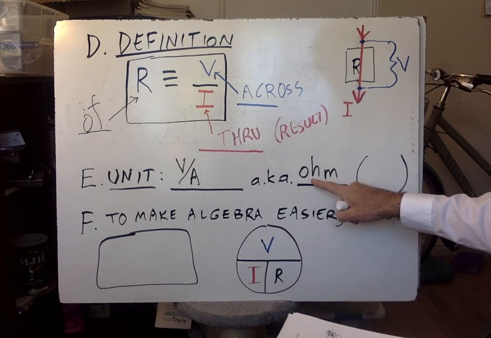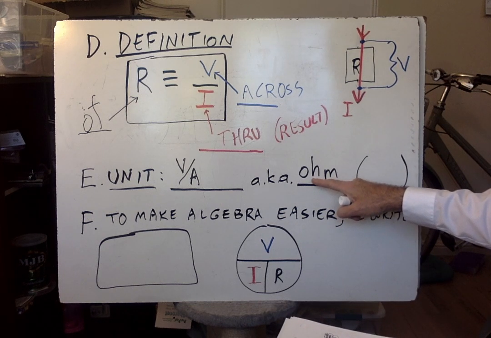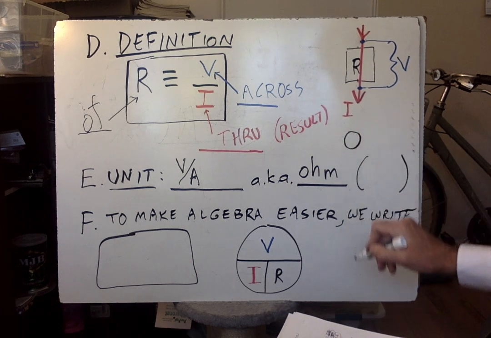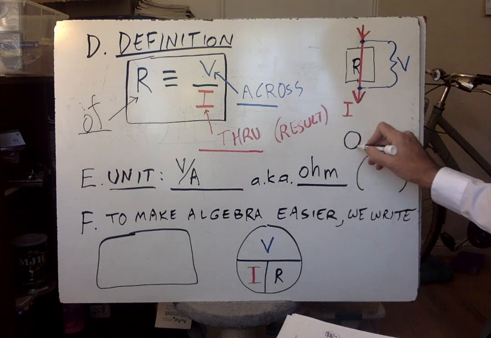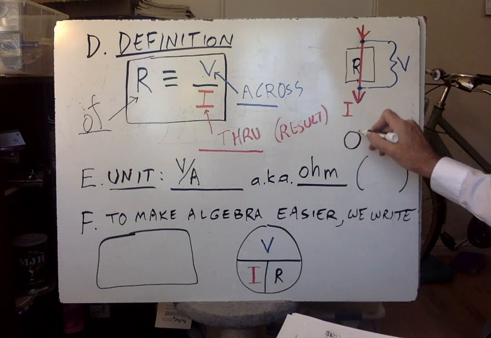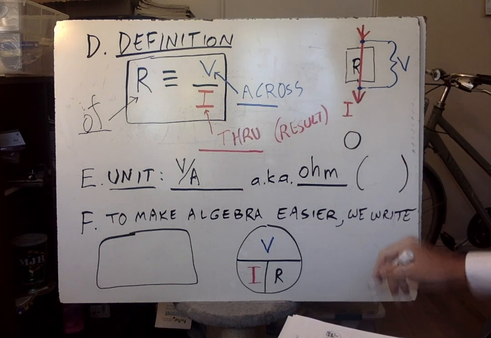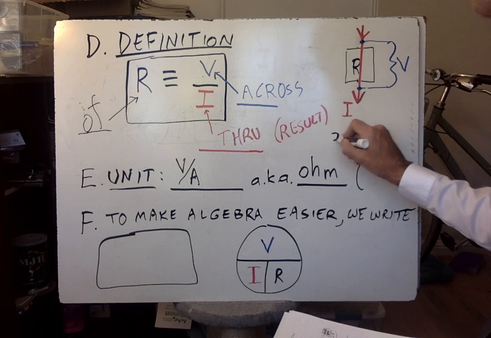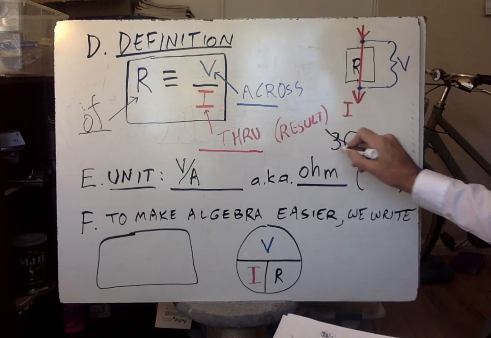All right, we need a symbol for this so we don't have to write the word ohm after our numbers. And we cannot use the letter O for the symbol, because it looks like a 0. For instance, in the previous diagram, if we had a resistance of 3 ohms, we'd write that, and it doesn't look like 3 ohms, it looks like 30.